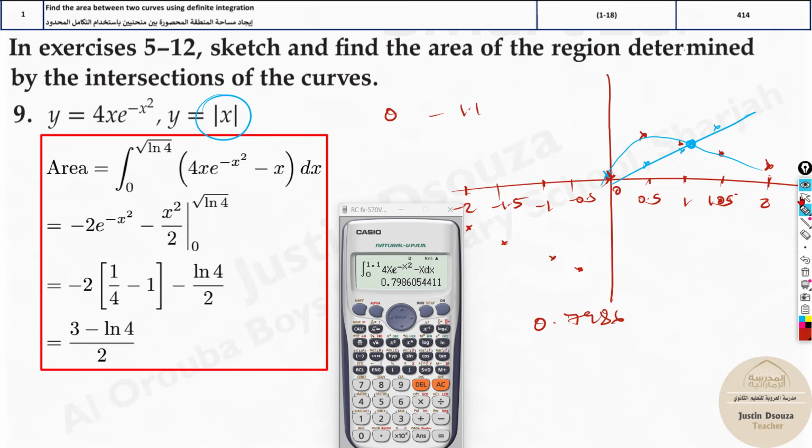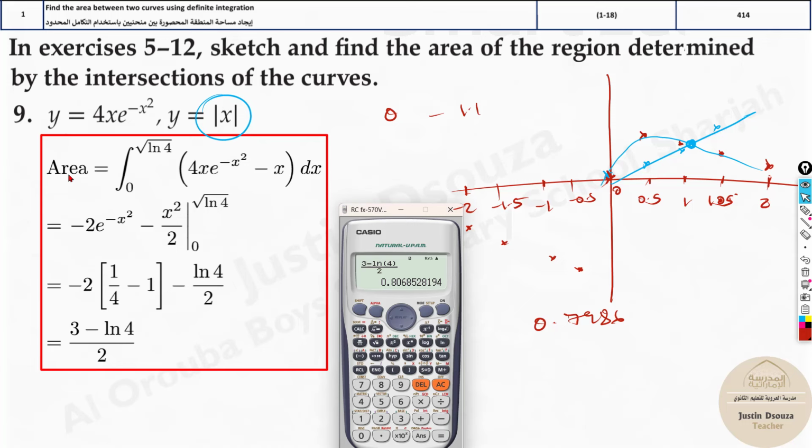0.7986. All the 4 answers will be different, okay? Now here, 3 minus ln 4 divided by 2. What's the answer here? 0.806, which is very, very close to the answer we got because we did not take the accurate value. And over here, they must give you the benefit of doubt because no way you can graph it accurately. So in my personal opinion, this problem may not come.